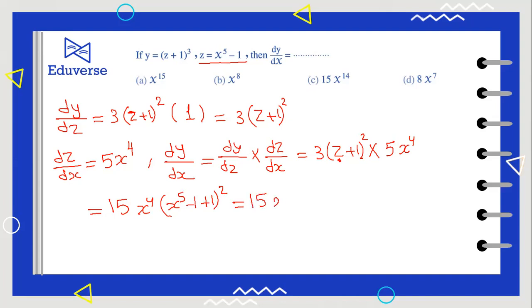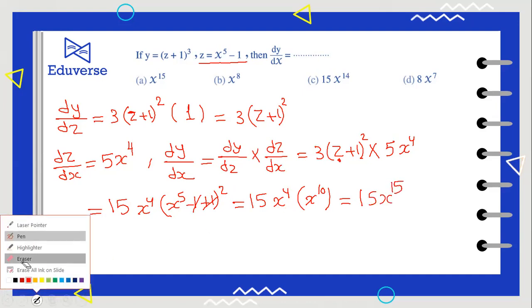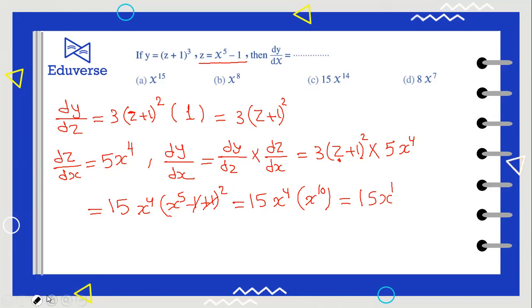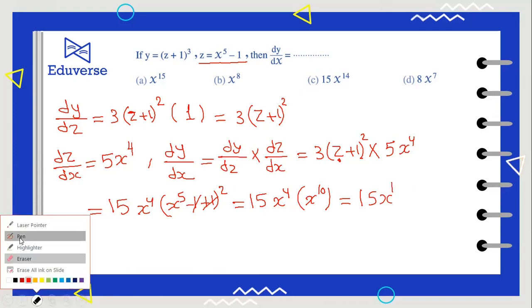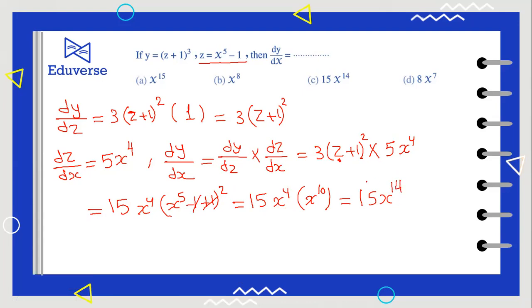So 15 x to the power 4. I can cancel negative 1 and positive 1. X to the power 5, all to the power 2, I can multiply the two powers. It will be x to the power 10. In multiplication, adding the powers, x to the power 14, sorry, 14, not 15. 15 x to the power 14. Adding the powers 4 plus 10, it will be 14. The answer is 15 x to the power 14.